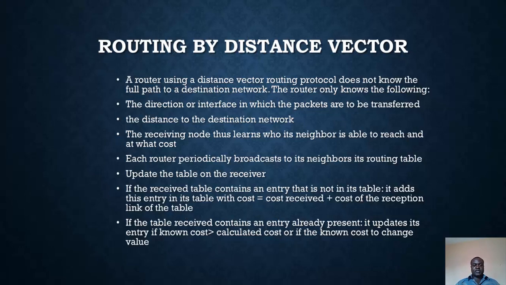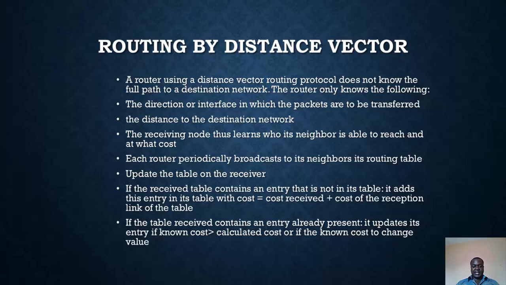A router using a distance vector routing protocol does not know the full path of the destination network. The router only knows the following: 1. The direction of the interface in which the packets are to be transferred, and the distance to the destination network. The receiving node thus learns what its neighbor is able to reach and what it costs.